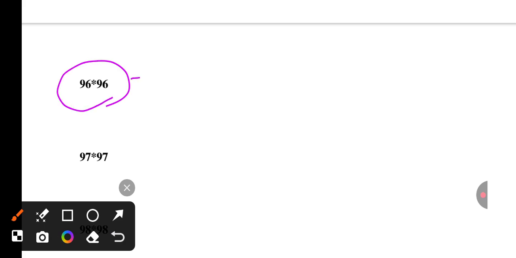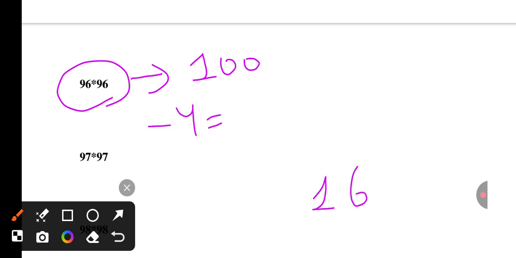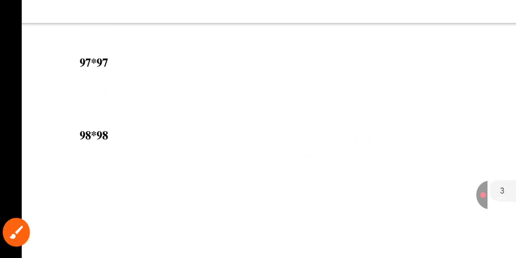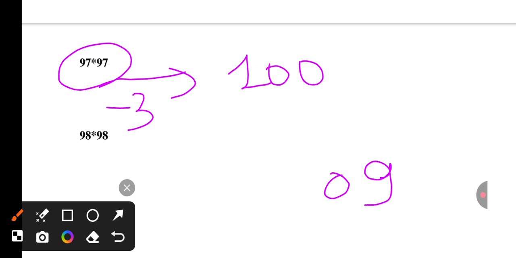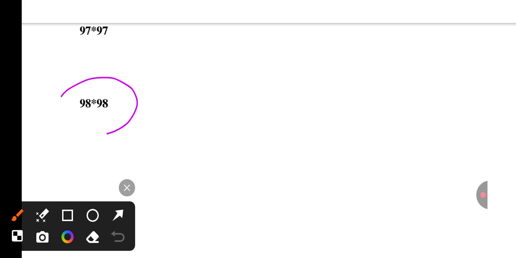Next is 96. First compare with 100. Okay, how much is it? 4 less. Okay, do 4 square, that is 16. Next step is deduct this 4 from 96, means 96 minus 4 is 92, means 9216. Next, 97 square. Again compare with 100. How much less is it? 3 less. Do 3 square, means 9, but we are doing two digits, right? 09. Again 97 minus 3, it is 94. 9409 is the answer.